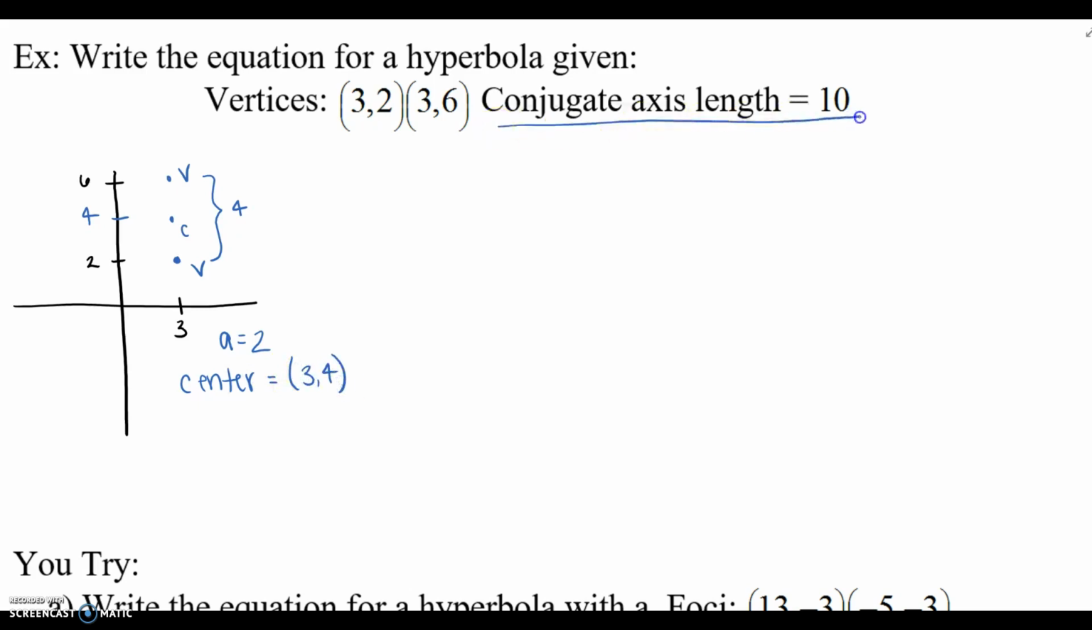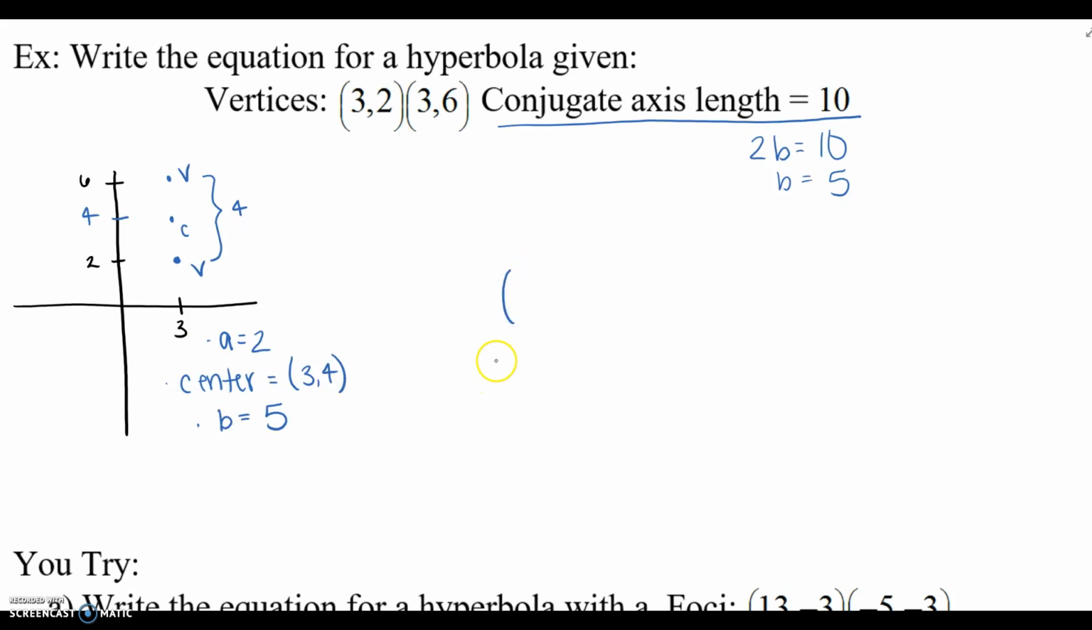Then the conjugate axis is 10. And remember, because the vertices are vertical, our conjugate axis is horizontal. And I know that 2 times b is equal to the conjugate axis, so that tells me my b value has to be 5. So I know b is equal to 5. And then for my generalized equation, that's everything I need. I need a, I need my center, and I need b.